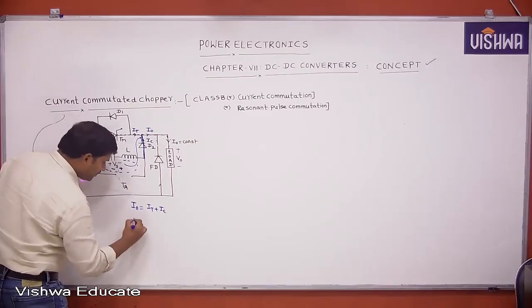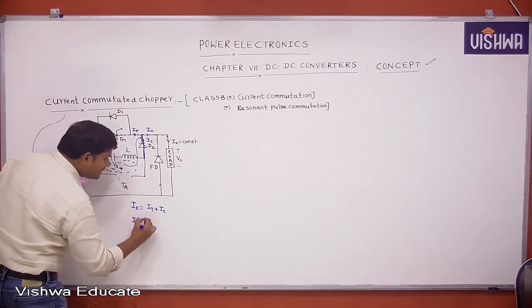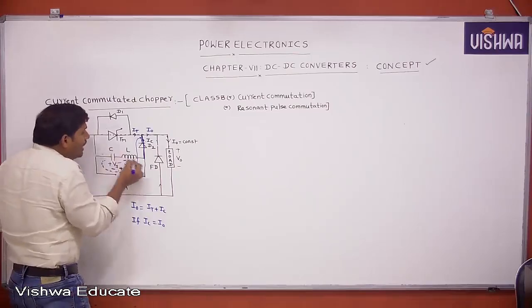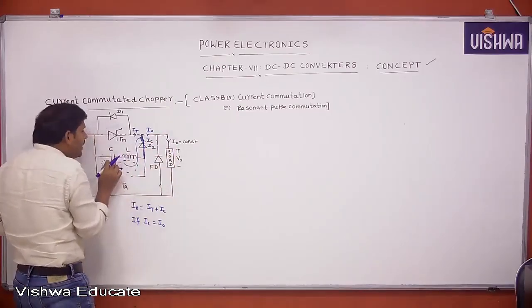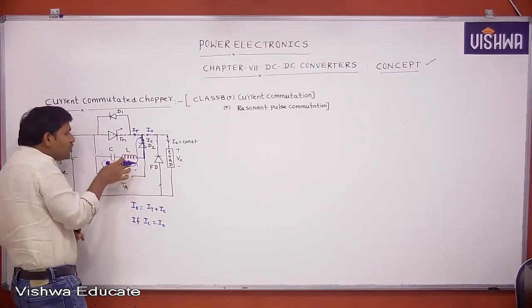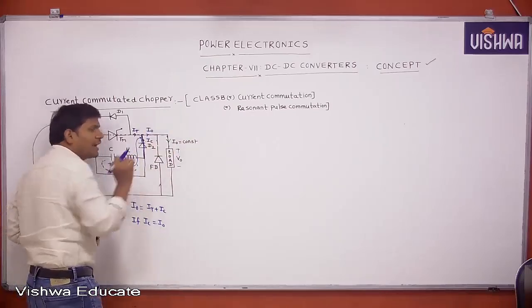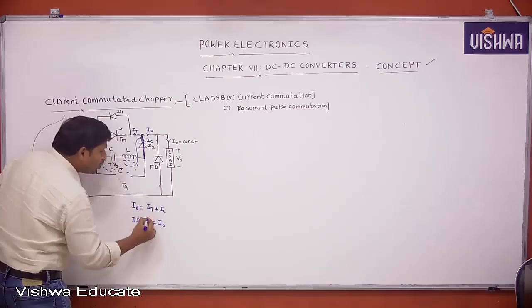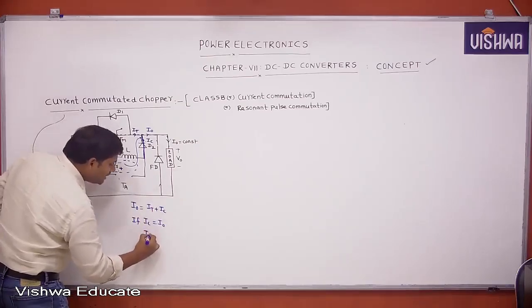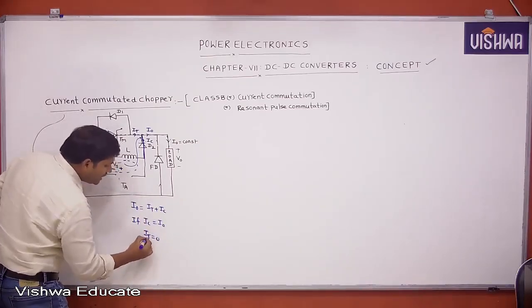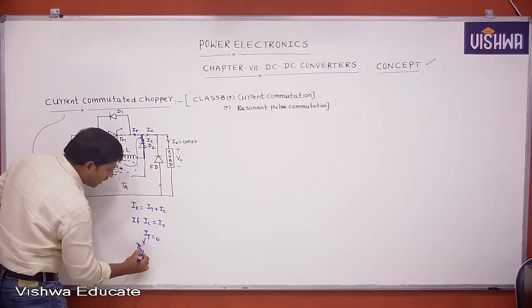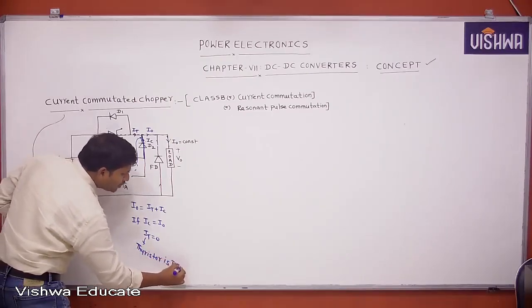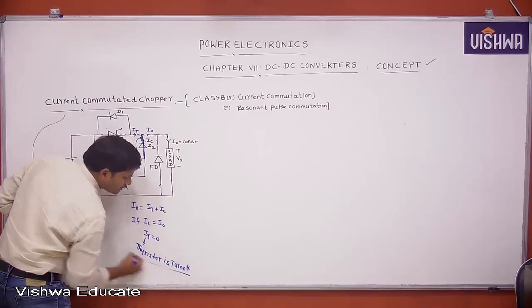If IC equal to I0, that means the LC circuit will supply the entire load current. Then, to satisfy KCL, IT is 0. If IT is 0, it means the thyristor is turned off. This type of commutation is called current commutation.